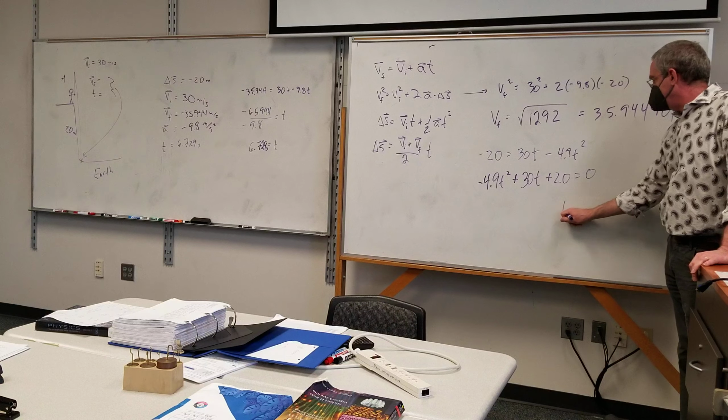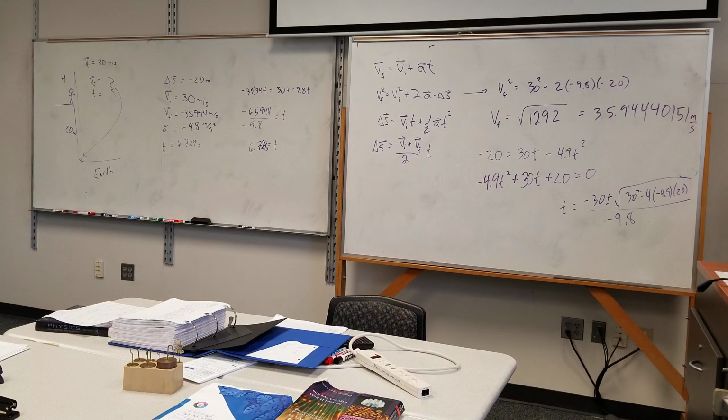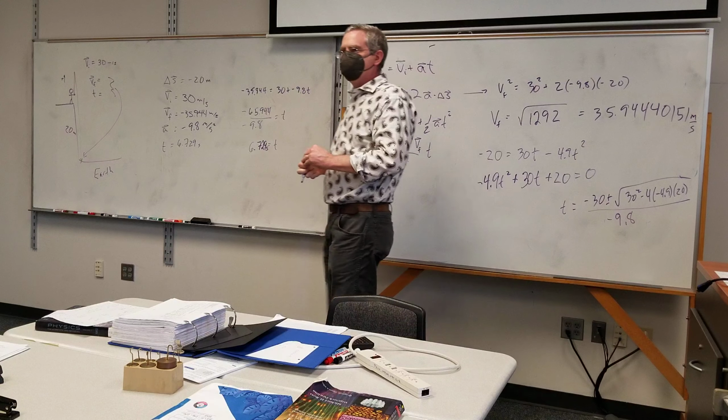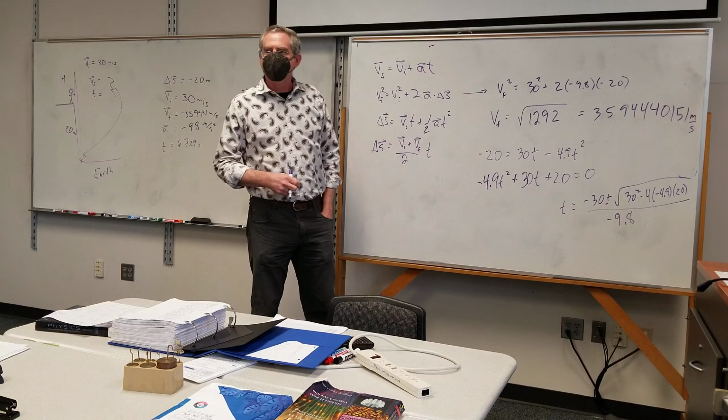All right, so time is equal to negative 30 plus or minus the square root of 30 squared minus 4 times a, negative 4.9, times c, divided by 2a. And if I'm not mistaken, I think one of the answers is somewhere around 6.729 seconds. That's what I got. I just solved that, yeah. That's what I got. It's great when you can solve square roots like that.